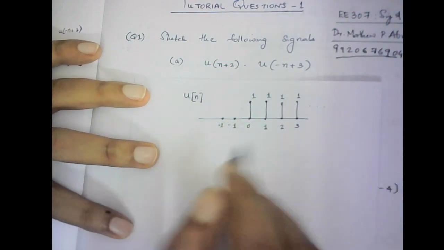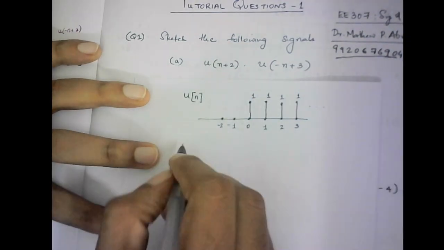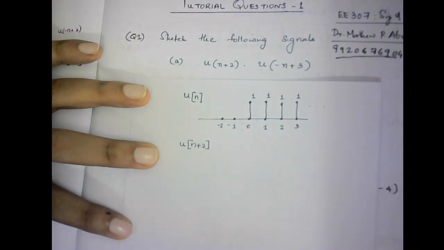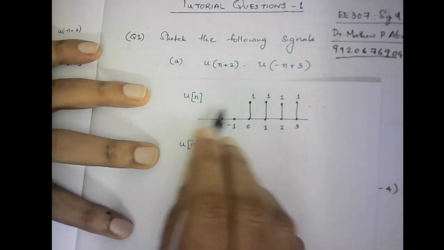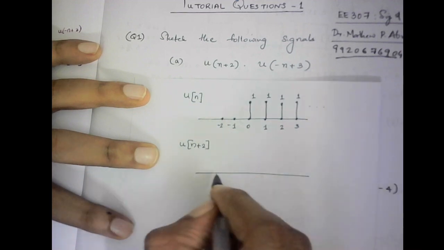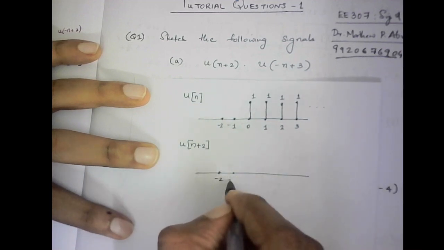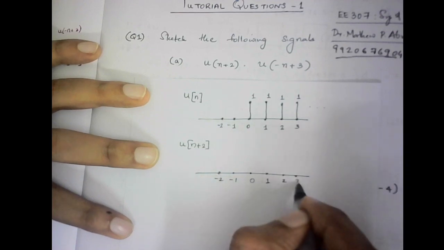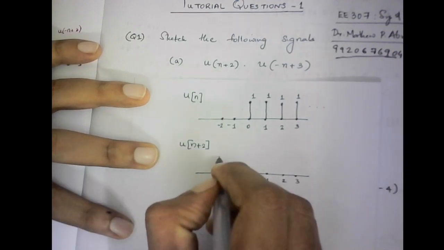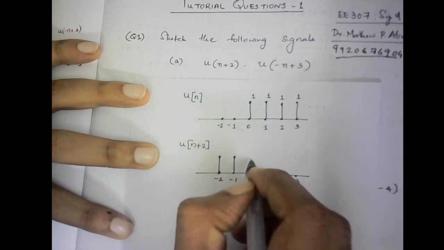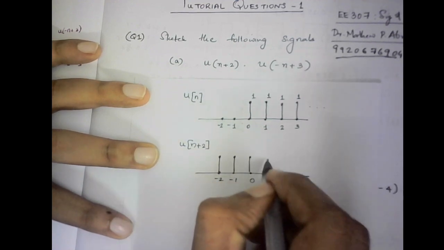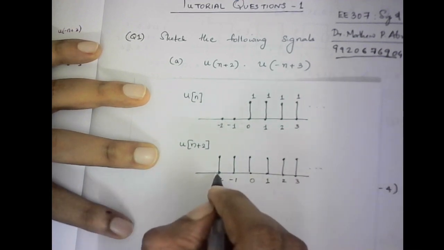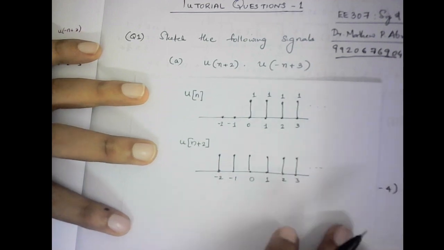The next thing that we need to plot is u of n plus 2. What is u of n plus 2? It is a signal which is advanced by two instances. So if this is minus 2, this is minus 1, this is 0, 1, 2, 3, etc. U of n plus 2 is 1 for all these samples, so it starts from minus 2 and goes up to infinity.